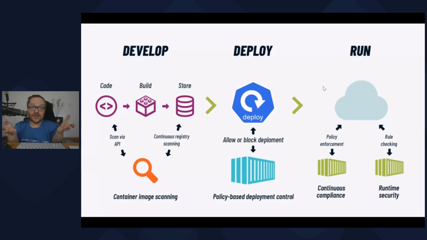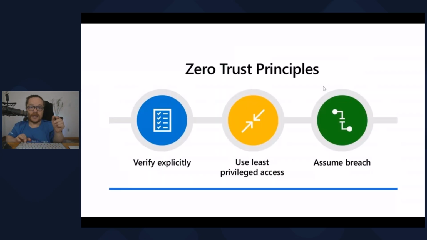Now, when you have your container, you want to develop your application: code, build, store, and then you want to create a container out of that code, and then you want to deploy it to a cluster. Container apps runs Kubernetes underneath it, and you want to have policy-based deployment control. And then finally, you want to run it, continuously scan it, and also have runtime security. So develop, deploy, and run.